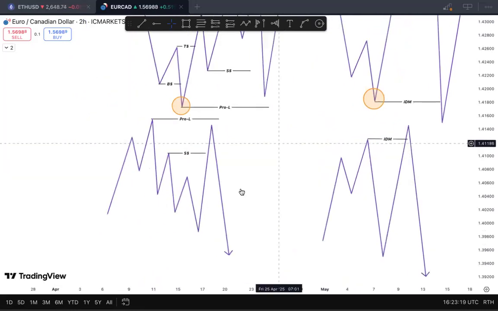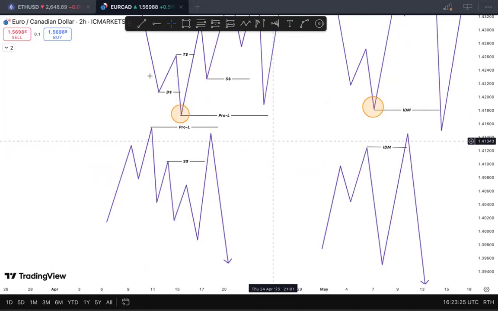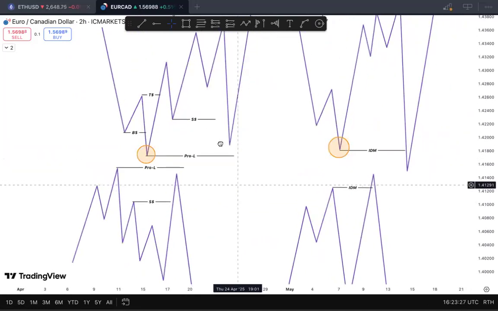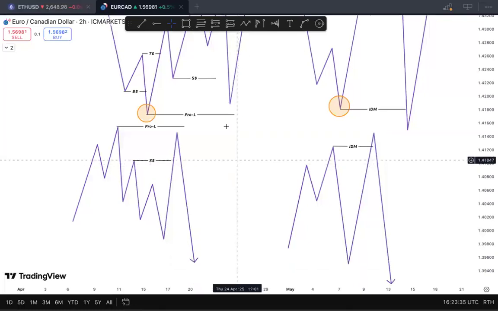You want to see structural liquidity. You want to see, as a trader using this strategy, transactional and structural liquidity. In the absence of structural liquidity, you don't want to take that trade.